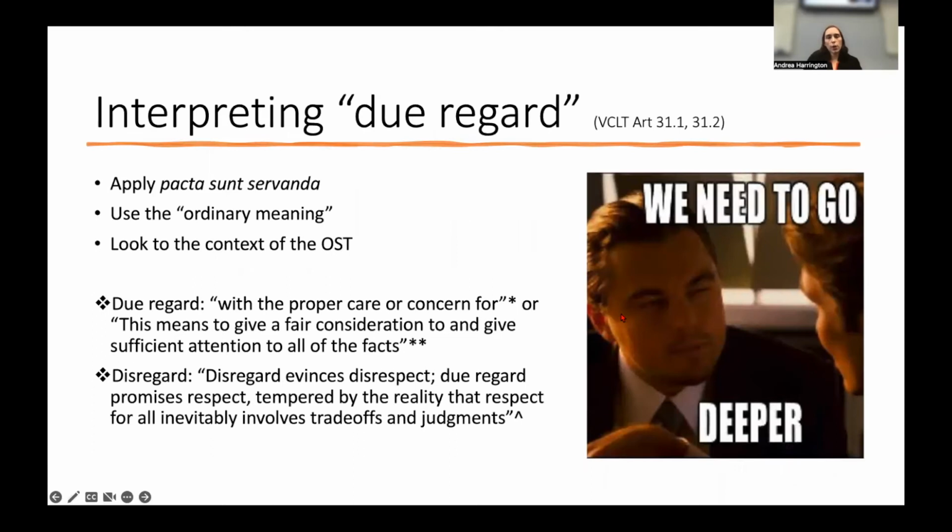Okay, so in terms of interpreting the due regard principle, we have to apply pacta sunt servanda. What that means is that's a principle that has been articulated in the Vienna Convention on the Law of Treaties. And what that really means is that states have to carry out their treaty obligations with good faith. They act in good faith when they take on treaty provisions. They're not going into it thinking, how can I manipulate this?